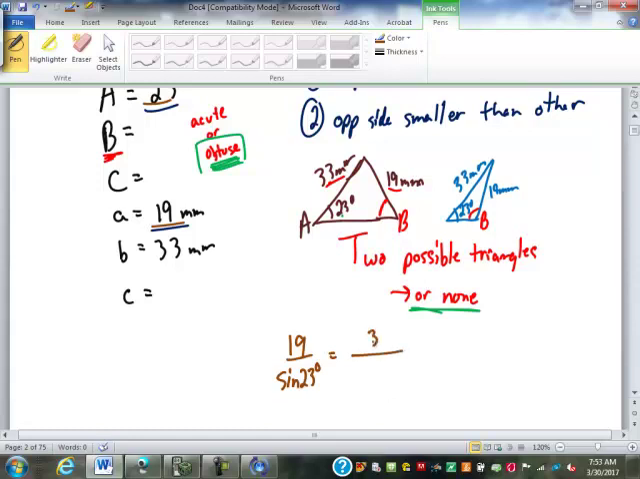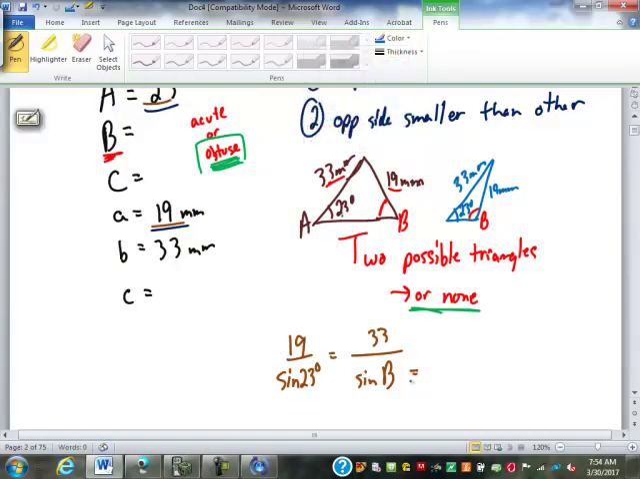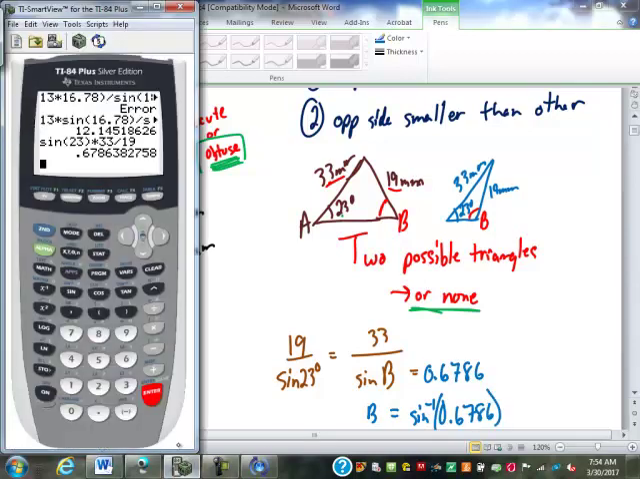Then we've got side b of 33. It's going to be over the sine of angle B, but we know B is obtuse. So we're going to cross multiply: sine 23 times 33 divided by 19. So I get 0.6786. So B is going to be the inverse sine of 0.6786. So do the inverse sine of that answer. I get 42.74.